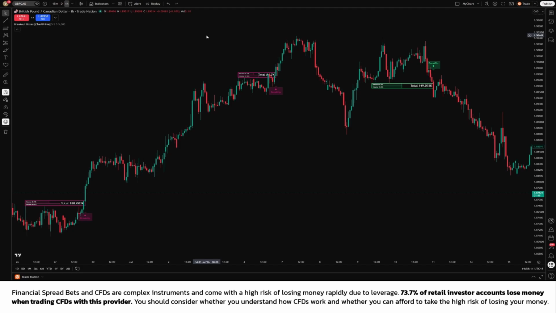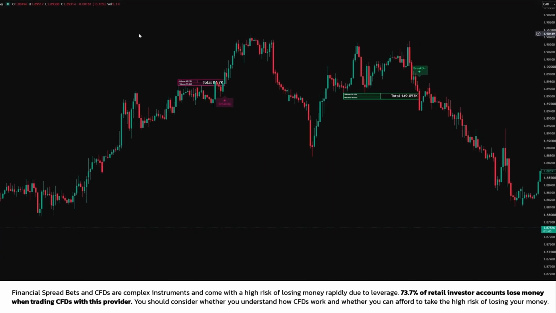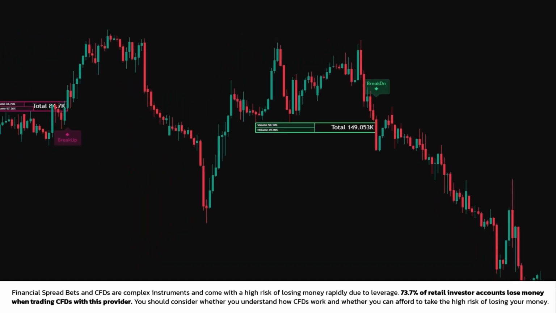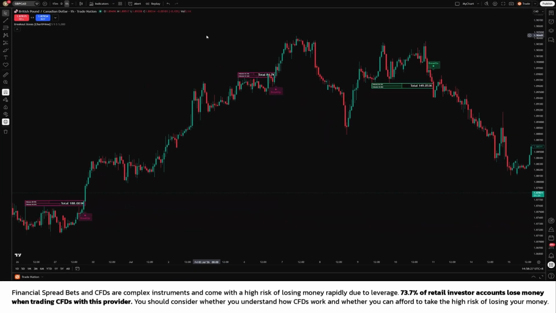One of the more useful features is the volume information inside each box. As the box remains active, the indicator tracks total volume and separates the activity into positive and negative volume percentages. This gives more context around the area before price breaks out.